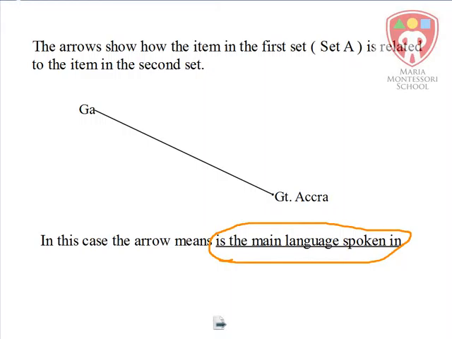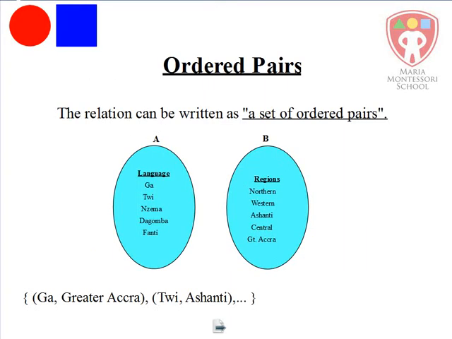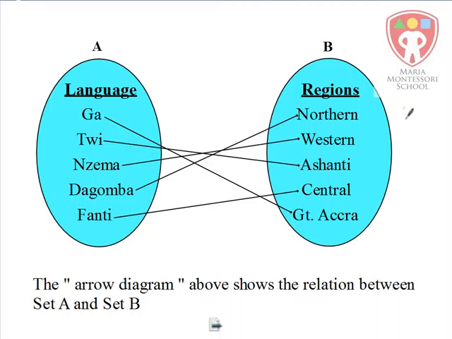Let's go back to the previous slide, and you will see that here we have the arrows pointing from the languages to the regions. And so if you look carefully, you see that Ga is pointing to Greater Accra, Twi is pointing to Ashanti region, Nzema is pointing to the western region, Dagomba is pointing to the northern region, and Fanti is pointing to the central region. And as we said, the arrows mean is the main language spoken in.